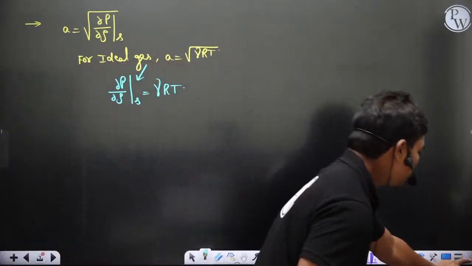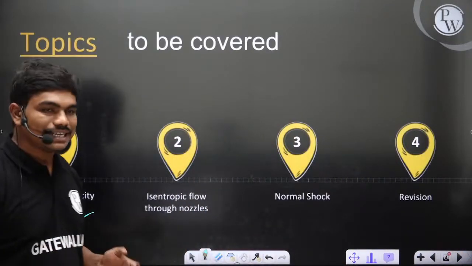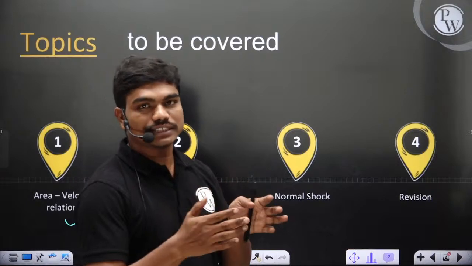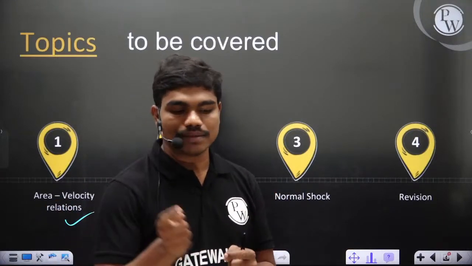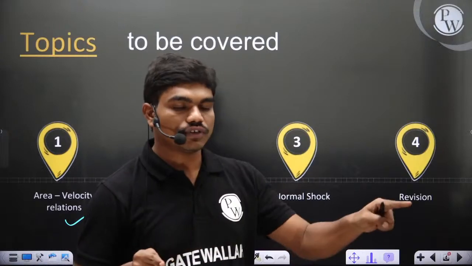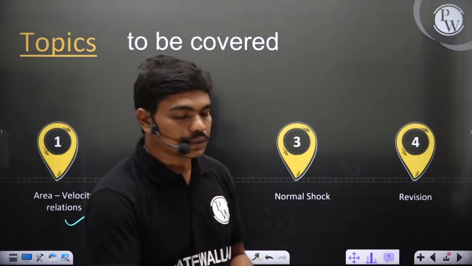So in today's session, we will basically focus on area versus velocity relations. Let's say there is a compressible flow and we have a nozzle. How does the flow actually happen, how does the Mach number vary all over the flow, and how do we calculate the pressure and temperature variations at any location? That's what we will see.